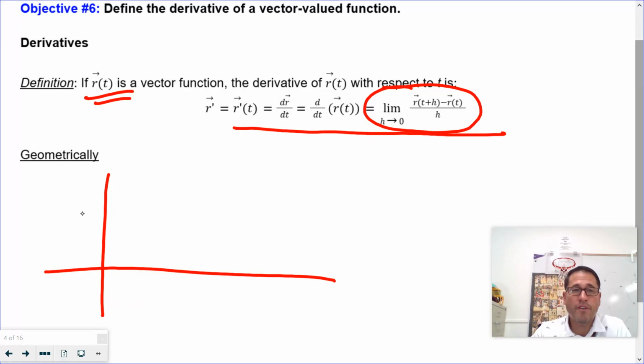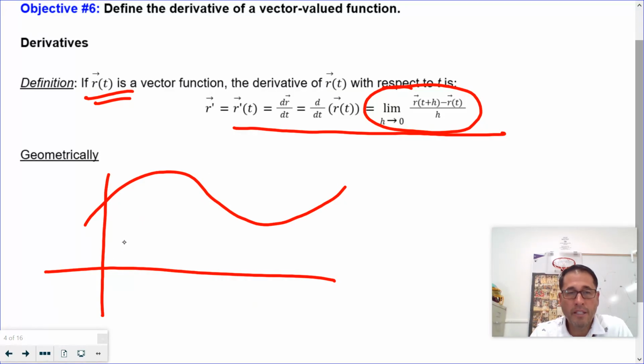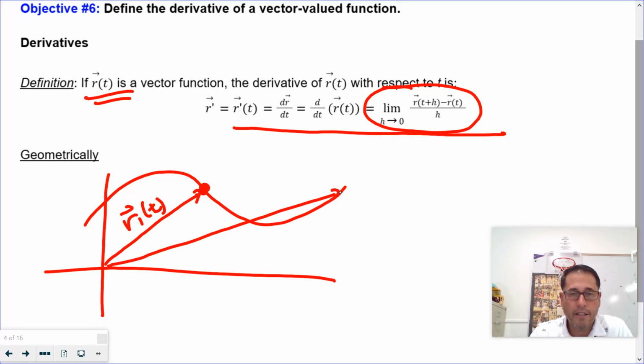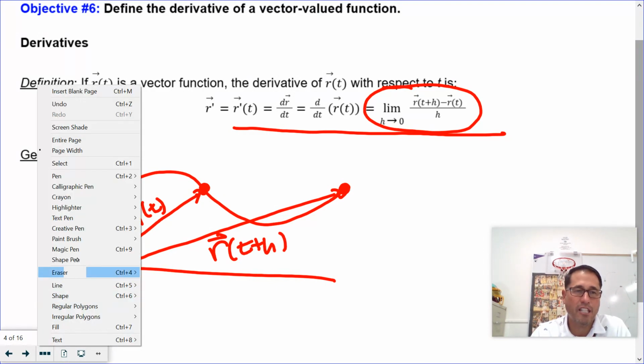But let's say we have some function r of t and it's some curve. Okay, we have some curve. And let's say that point is r1 of t. Okay, that's that vector. And then remember, let's say we have some other vector. Let's go with that one way over there. We'll make that r of, we'll just go t plus h. So we're adding some distance h to it.